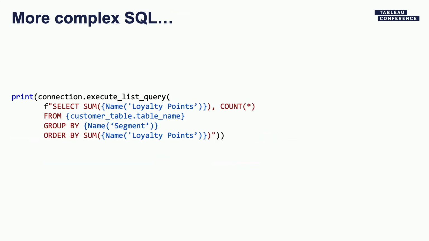So you see there are various methods you can use. You can also do more complex SQL. This is just a surrogate. I want to show you that you can do count star, group by, order by, whatever. Get as crazy as you want. Hyper can handle very complex SQL.